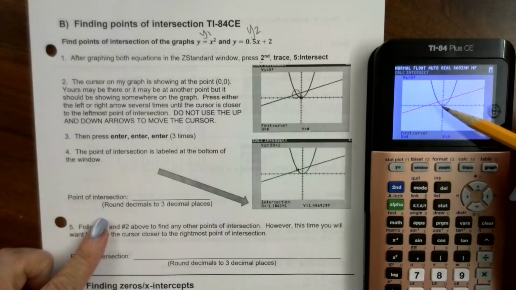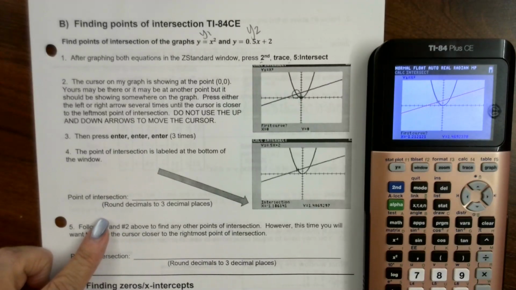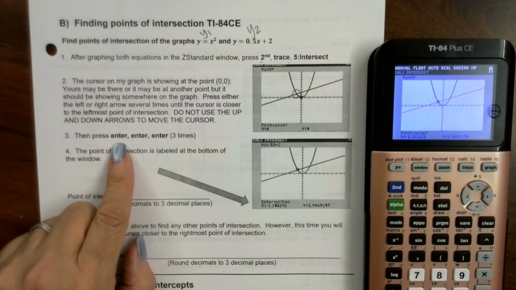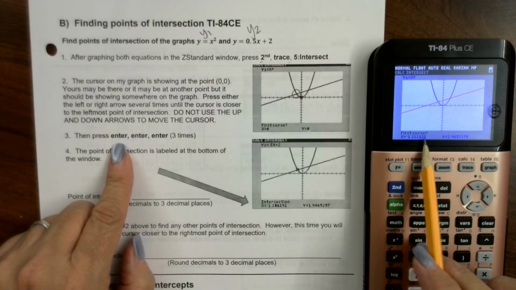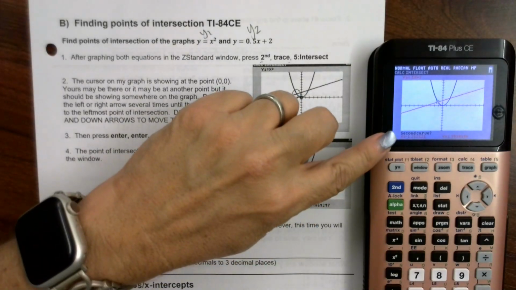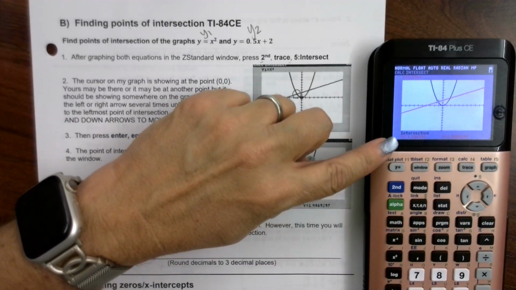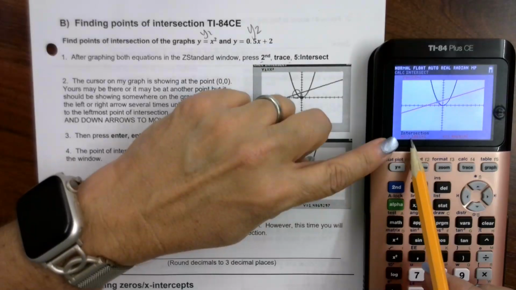I have 2 intersections. I have one here, and I have one here. So I have to arrow over by the intersection. I just have to be close. And it tells you right here, you're going to hit enter, and it's going to say first curve, and I'm like, okay, yeah. Second curve, that's the red one, yes. Third curve, we're going to make a guess. I don't care about a guess, just give me the answer. And when I do this, it tells me the intersection point.